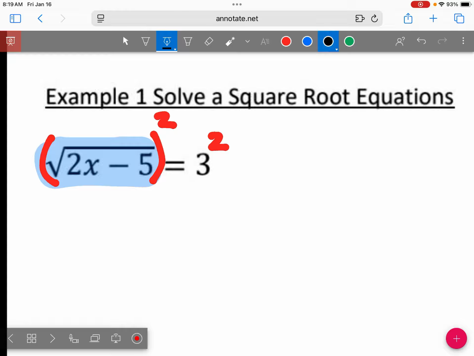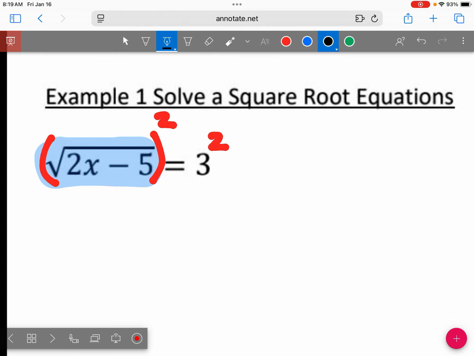So everything in math has an opposite. The opposite of adding is subtracting. The opposite of multiplying is dividing. The opposite of a square root is a square. So anytime you square a square root, the only thing it does is erase the radical. It like dissolves it. It goes away. Nothing changes with what's under.